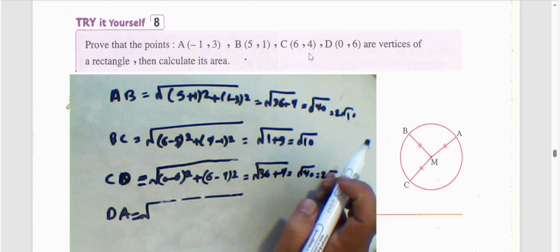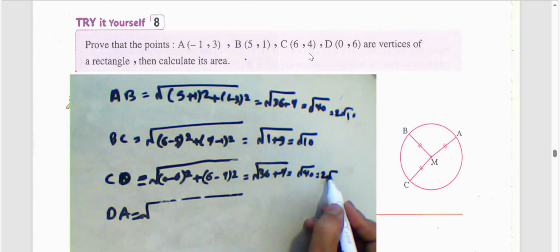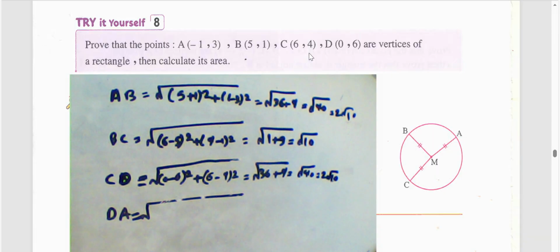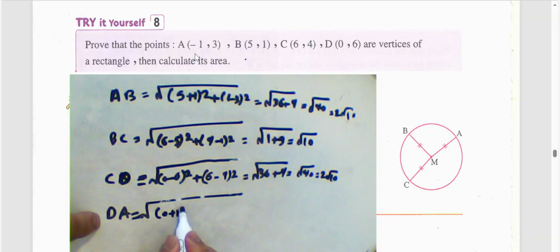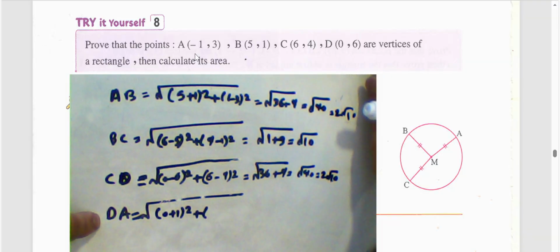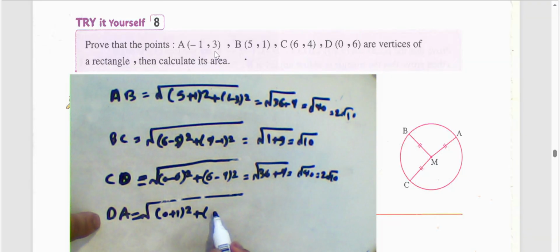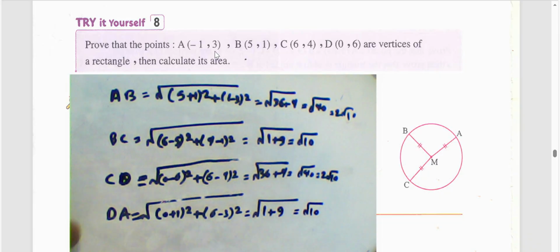2 root 10. Now we can find also DA. The distance between D and A: 0 minus negative 1, it will be 0 plus 1, all power 2, and 6 minus 3 all power 2. 0 plus 1 is 1, 1 power 2 is 1. 6 minus 3 is 3, 3 power 2 is 9. The result will be square root of 10.